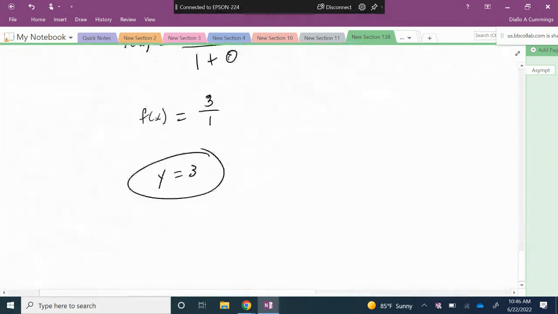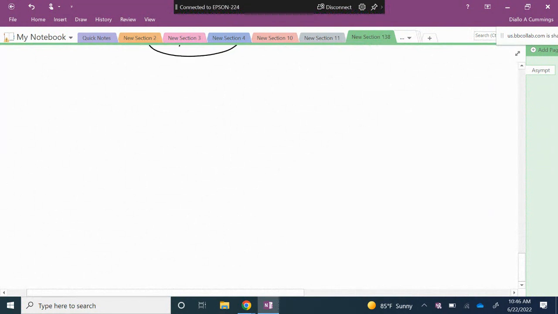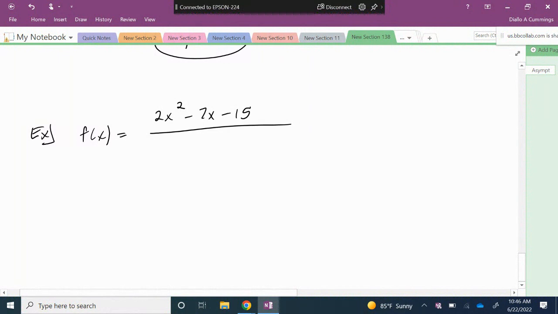Okay, so we're going to do another problem, and we're going to go through the exact same items. We're given that f of x is equal to 2x squared minus 7x minus 15 divided by 3x squared minus 11x minus 4.